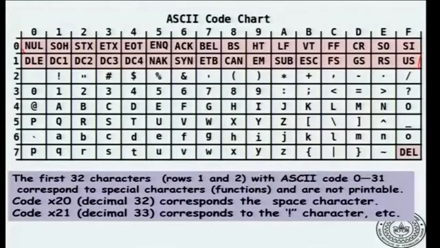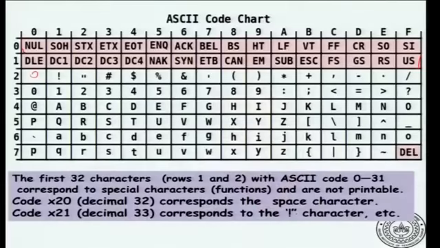Code 20, that is decimal 32 (20 is 2 times 16 plus 0), corresponds to the space character, so it's just a blank space. Code 21 corresponds to the exclamation character, and so on.